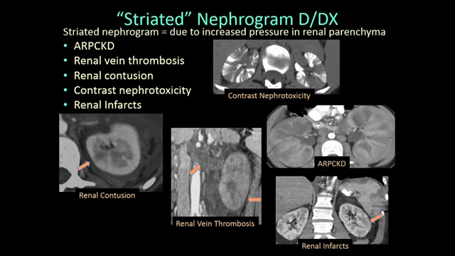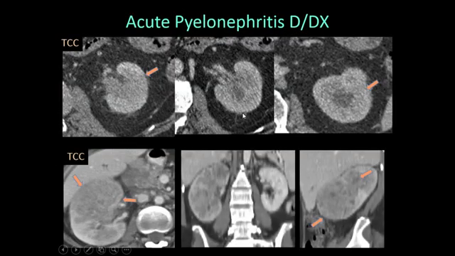There is a differential diagnosis of striated nephrogram you want to keep in mind. In the setting of trauma, renal contusion and renal hematoma may present this way. You might have an acute renal vein thrombosis that shows a very swollen edematous kidney. In children, you want to think about recessive polycystic kidney disease, as well as in patients who've had a contrast load, where acute nephrotoxicity of the kidneys can show a striated nephrogram.